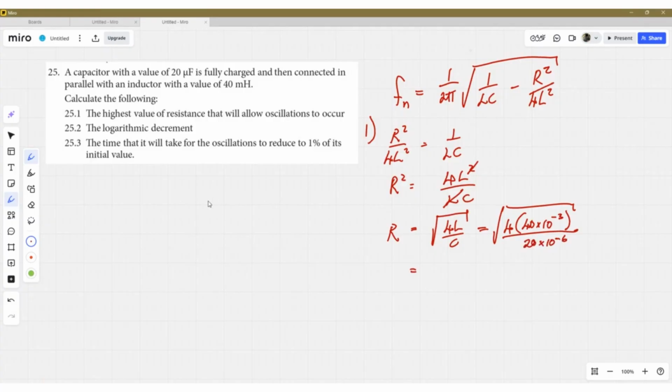There's a worked out example in the textbook, and I would urge you to go through that. Let's see what we get here. We're going to get a resistance of 89.443 ohms. This is the resistance for a critically damped system.